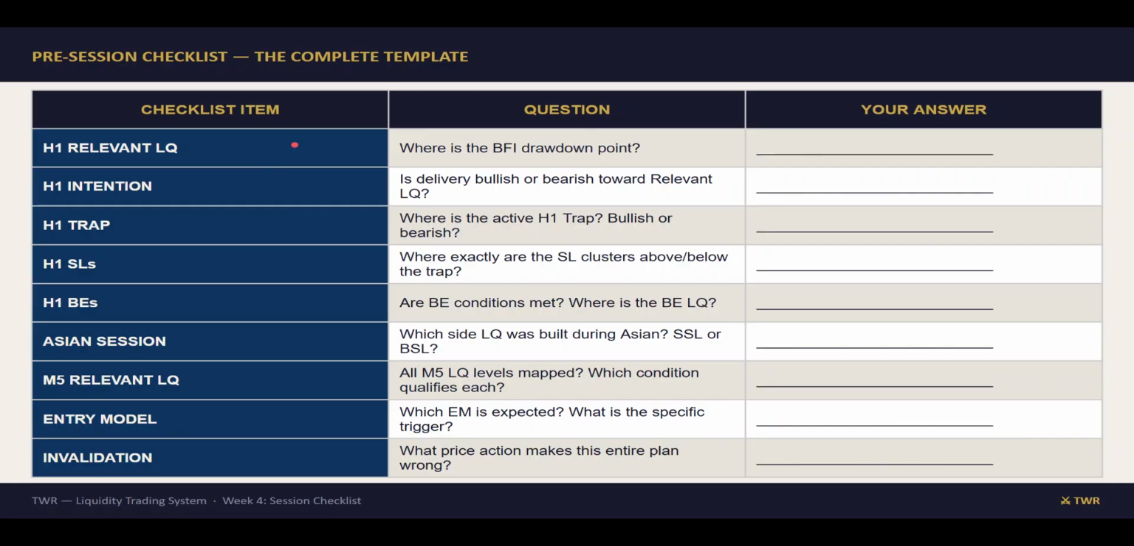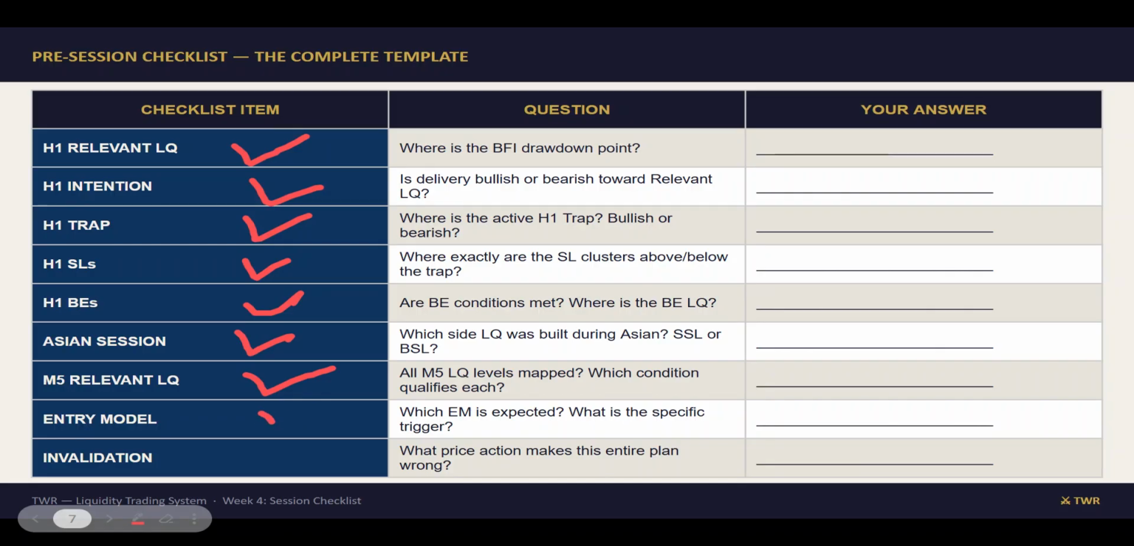Number one, ensure that you've mapped out your relevant liquidity, you've mapped out your intention, you've mapped out your traps, your stop losses, your break evens, the Asian session range, and relevant liquidity. Then wait for your entry model, which entry model is expected, and what are the specific triggers and the invalidation.